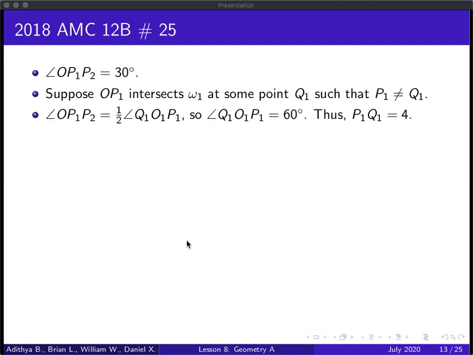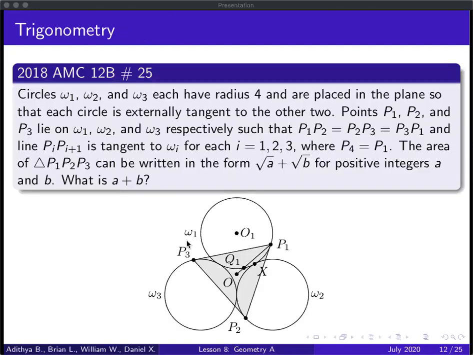Yeah, so power of a point. So if we go back to our diagram here, our end goal is to find the side length of the equilateral triangle. If we find what the value of OP1 is, then that would be enough because we can just use properties of 30, 60, 90s to find the side length of the equilateral triangle from the distance from O to P1.